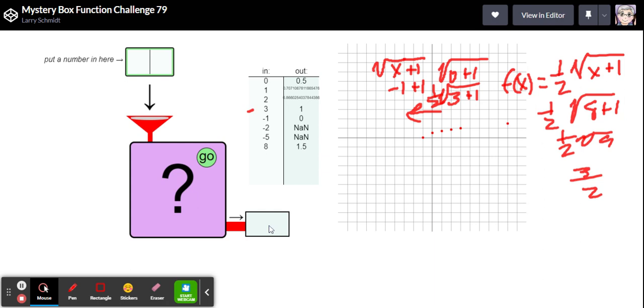So I think we've got it now. I'm going to go ahead and reveal. Yes, that is 1/2 times the square root of x plus 1. And let's graph that. And there's that slowly tapering, beautiful graph of the square root function, kind of flattened out because of this multiplier of 1/2.